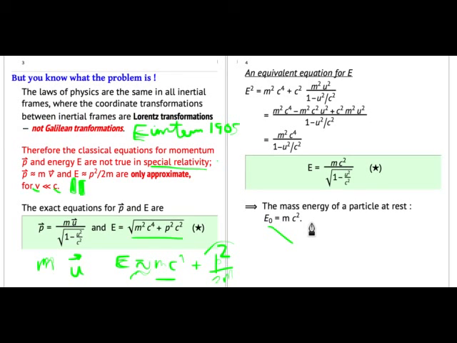This is something in special relativity which does not occur in classical physics, in Newtonian mechanics. In Newtonian mechanics, you have kinetic energy, p squared over 2m, but there's no energy associated with the mass.